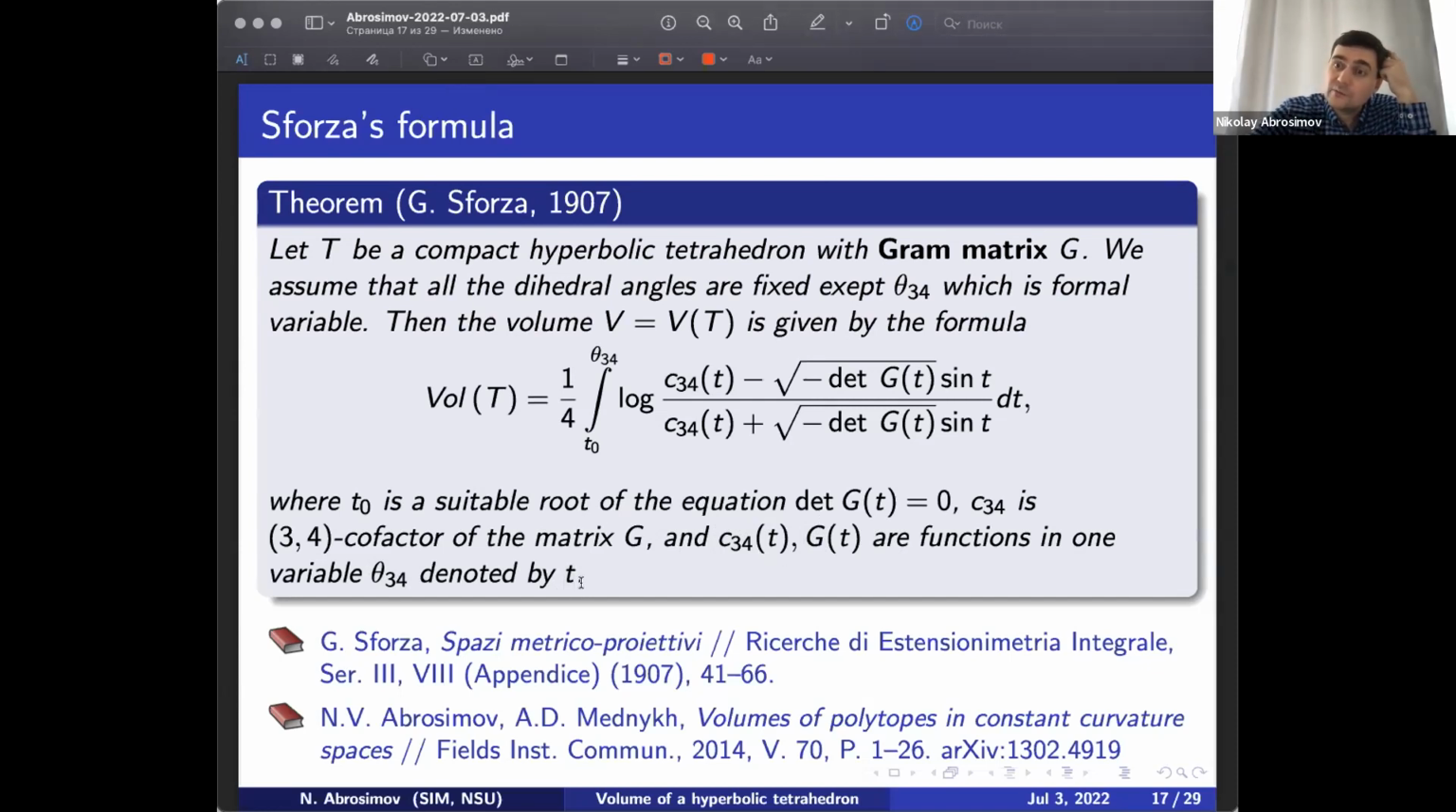So the original formula was published by Sforza in Italian in 1907. And the new comparatively simple proof of this formula is published in our joint paper with Alexander Mednykh. The new proof is based on the Schläfli differential equation and also using the Jacobi equation, which relates the minors of square matrices.